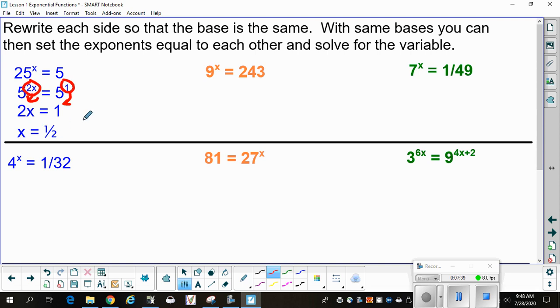And remember when we did radicals? 25 to the 1/2 means the square root of 25, which is 5. So mentally, you can do a check.